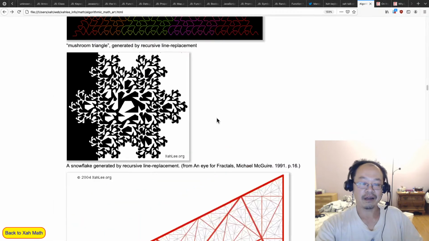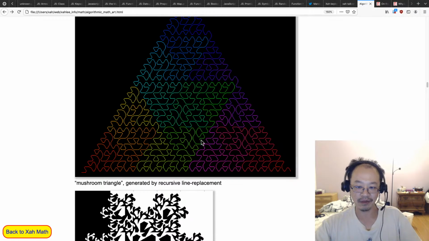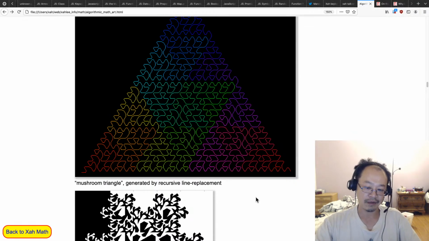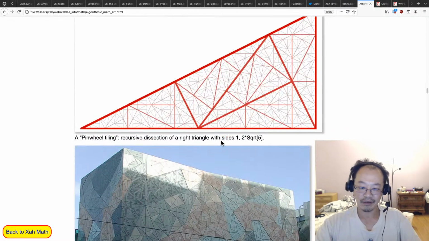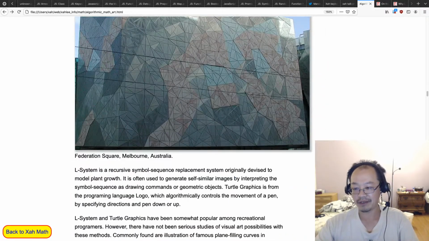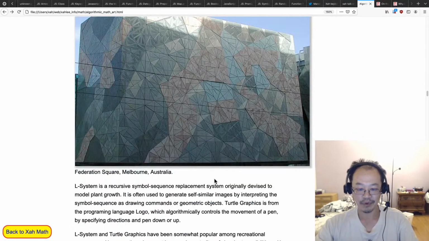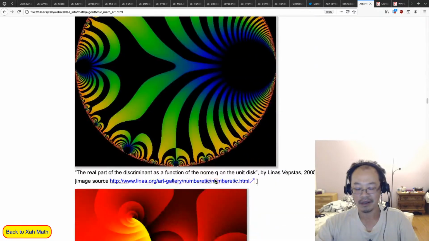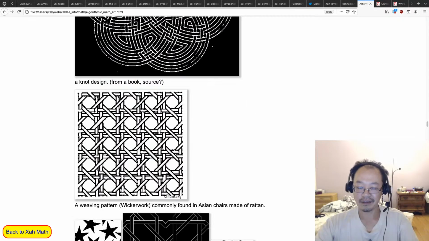So anyway, these are, part of them is a fractal snowflake. Okay, so recursive. This one, a single line, is done by recursive line replacement. And you have also recursive tiling, pinwheel tiling, very famous, very popular. This is a building using pinwheel tiling as a theme in Australia, Melbourne, Federation Square. And then you have fractals, then you have quite a lot. Okay, so I'm talking about all this on this page.